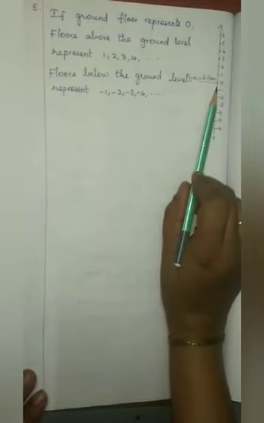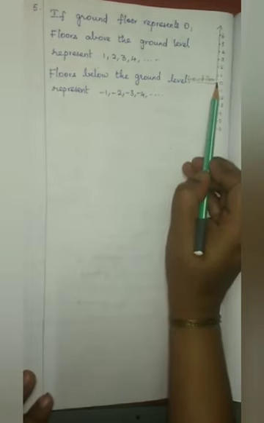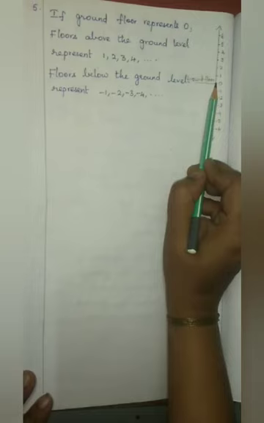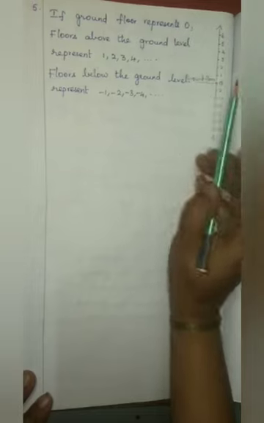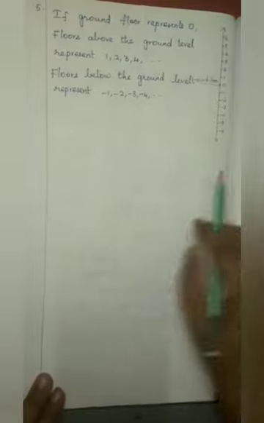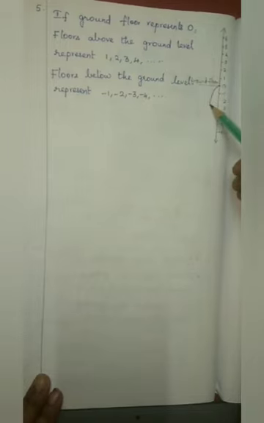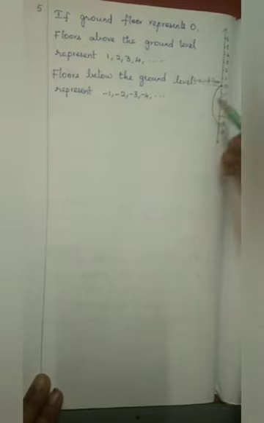First, the lift is on the ground floor. That shows it is at 0. If it goes 5 floors down, so where will the lift be? At minus 5.